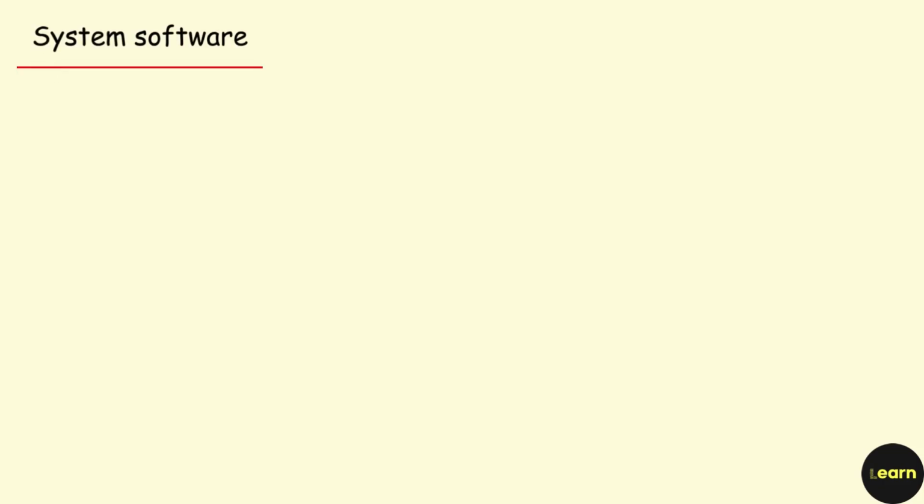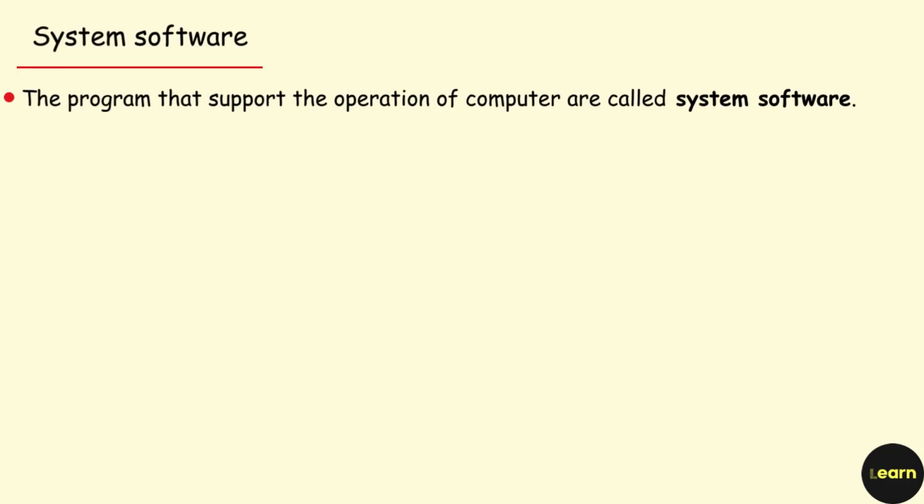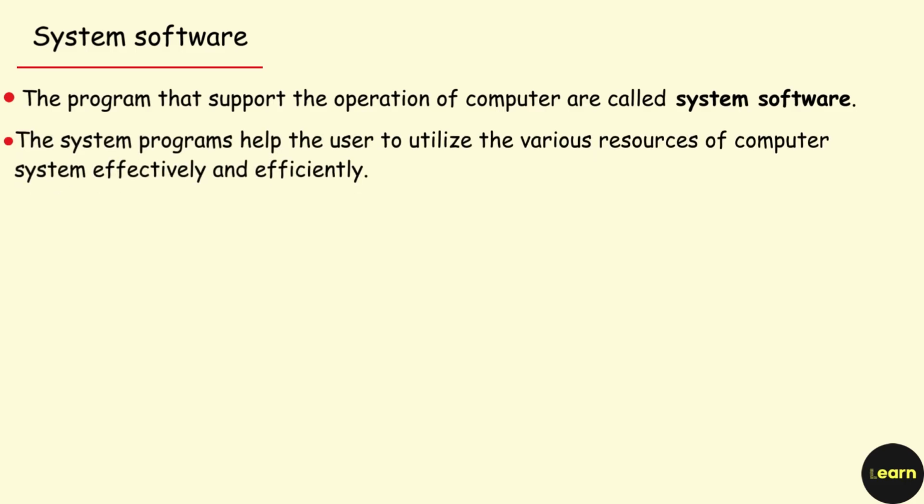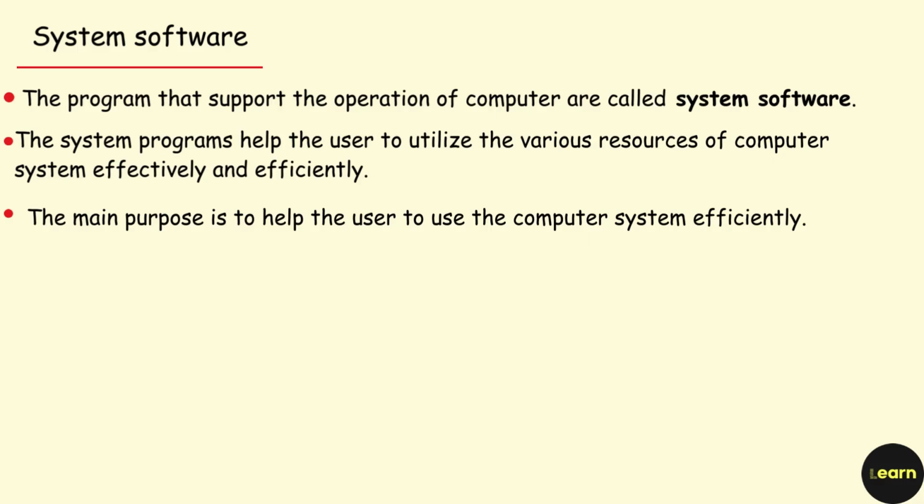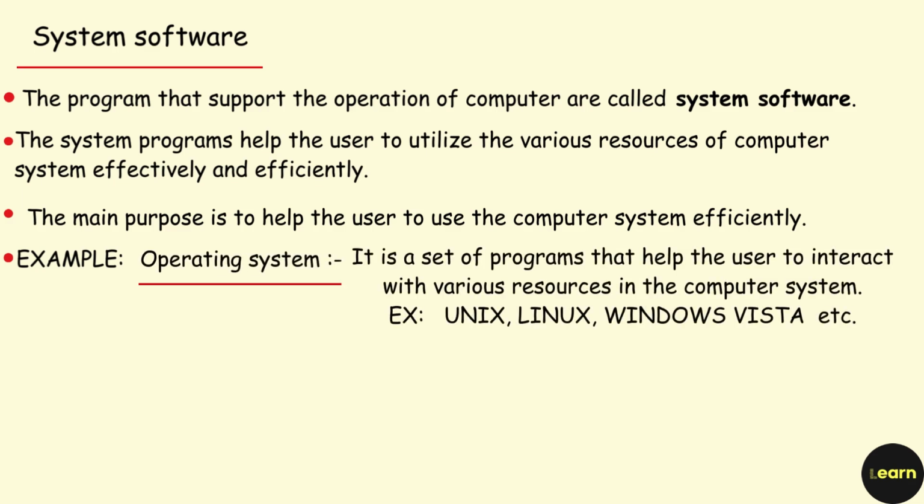System software. The programs that support the operation of computer are called system software. The system programs help the user to utilize the various resources of computer system effectively and efficiently. The main purpose is to help the user to use the computer system efficiently. Example: operating system. It is a set of programs that help the user to interact with various resources in the computer system. Example: Unix, Linux, Windows Vista, etc.